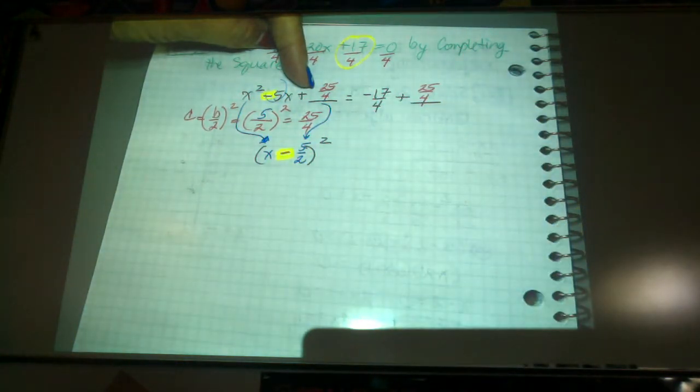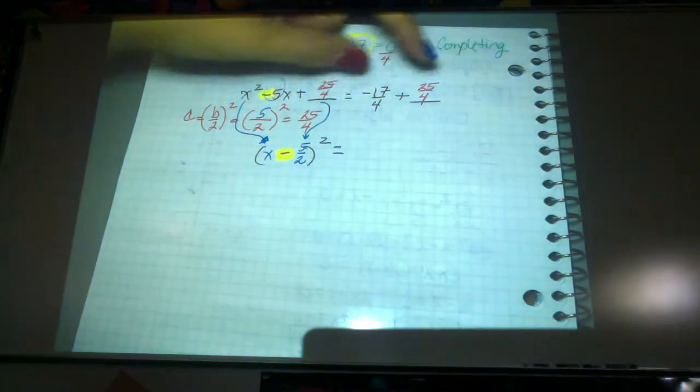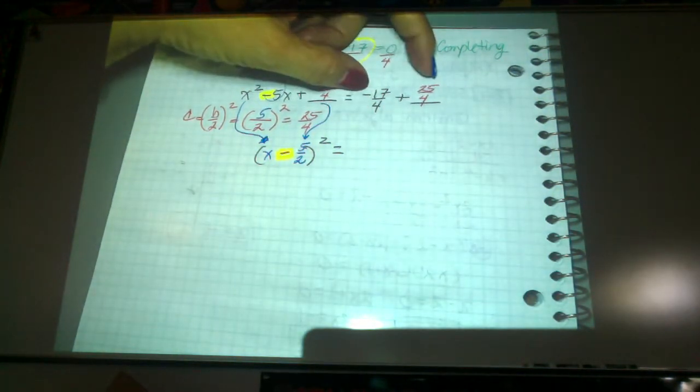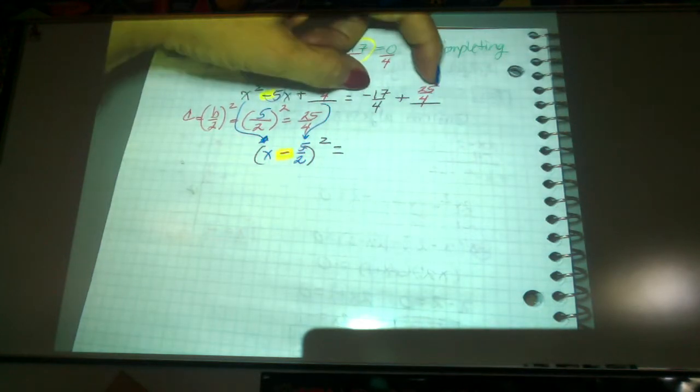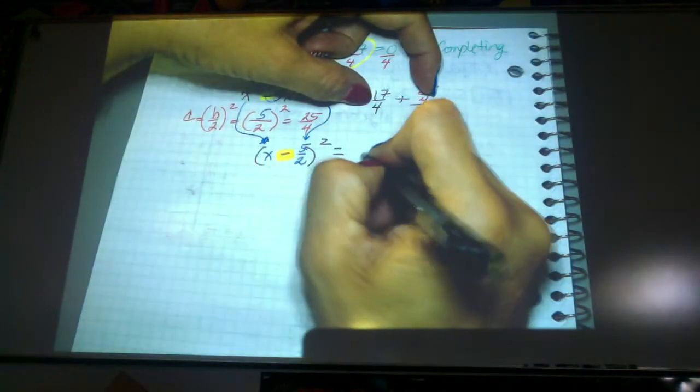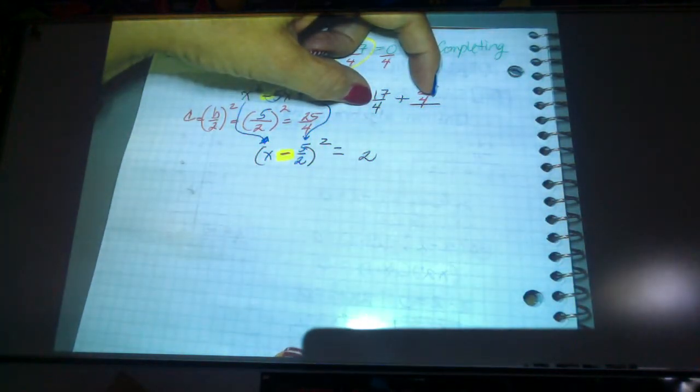Then equals. Fortunately, I'm going to add these together. Fortunately, they are like denominators. If they weren't like denominators, you'd have to find the least common denominator. Opposite signs subtract and keep the sign of the larger. So what's 25 minus 17? 8, and it's positive. What's positive 8 divided by 4? Which gives us a nice number of 2.